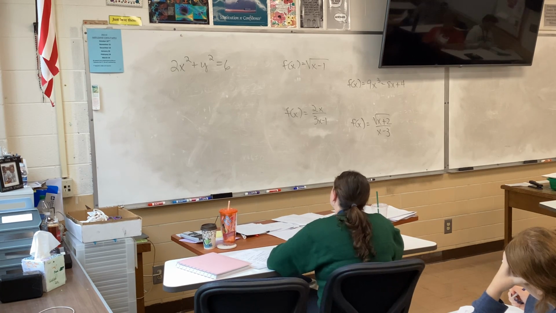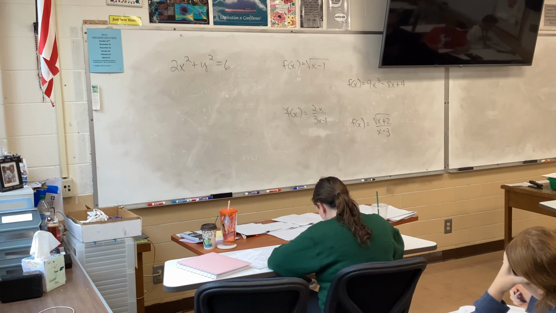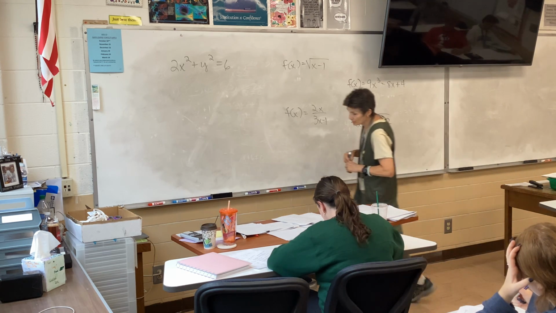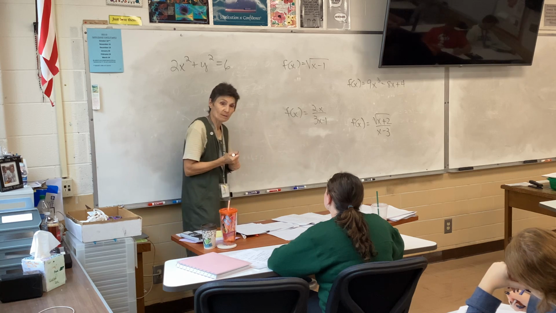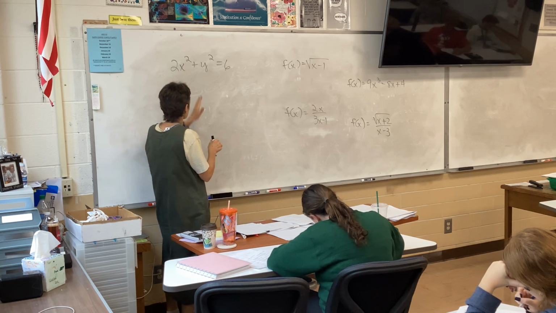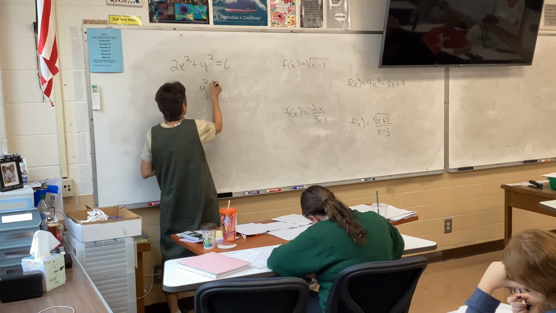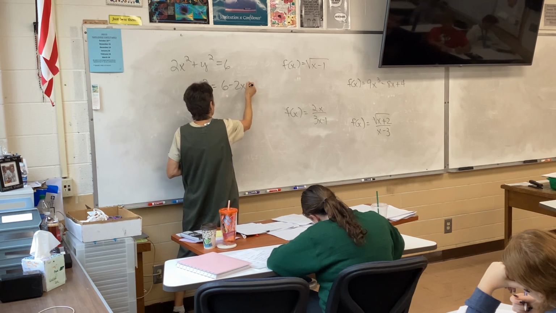Find the implicit functions. So what's our rule? How do we find the implicit functions? What do we need to do? Isolate y. Gotta get y by itself. So in this case, it's going to be y squared. So we'll subtract the 2x squared over.